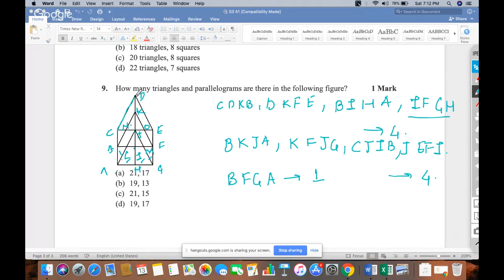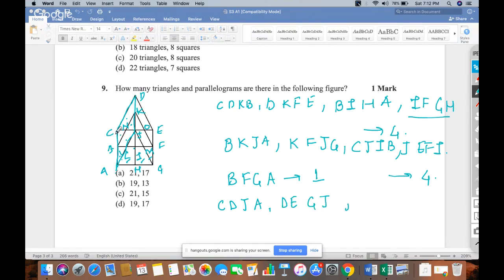This line, this line, this line, and this line. So how many components? There are 1, 2, 3, 4, 5 components. So with 5 components, I am getting C, D, J, A on one side. On the other side also I'll get D, E, G, J.